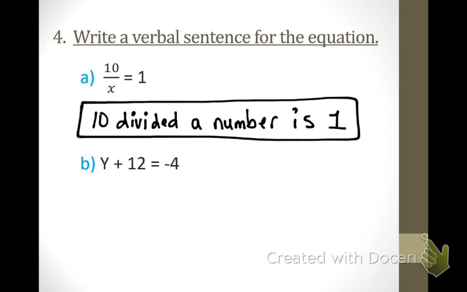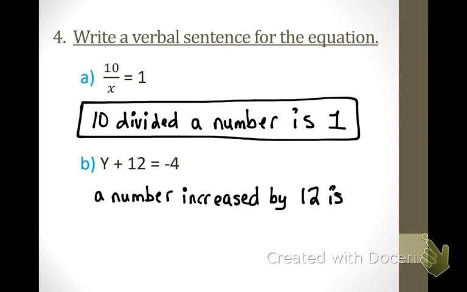Y plus 12 equals negative 4. Who wants to do this one for me? Hope. Okay, good job. So the first thing you want to do, instead of writing A, B, C, D, E, F, G, whatever it would be, just write a number, then what? Okay, she said increased by 12 is negative 4. Fantastic, all right?